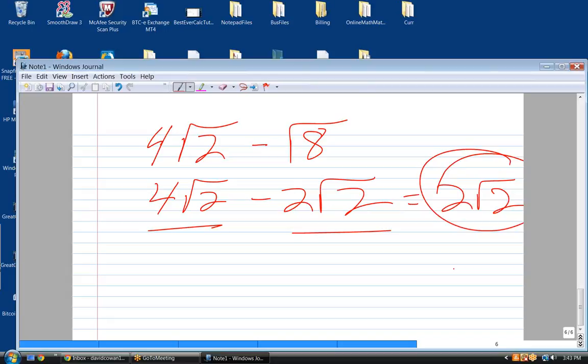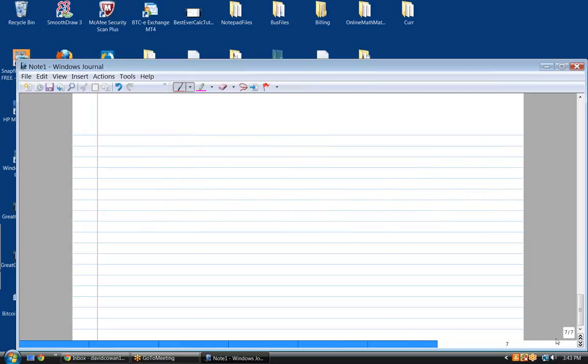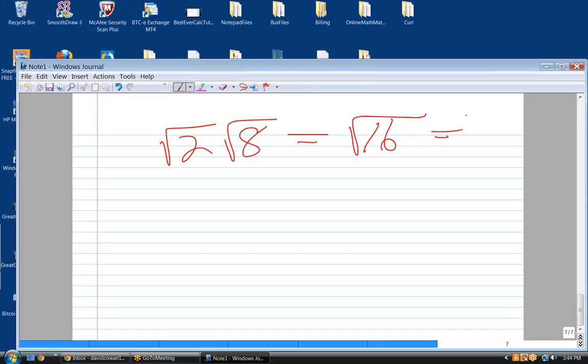So you've got to get the radical to be the same before you can add or subtract them. Multiplying and dividing is a different story. Yeah. If I'm multiplying those two, I can do it easily. That's the root 16, which is equal to 4. Adding and subtracting, remember, is always harder than multiplying and dividing.